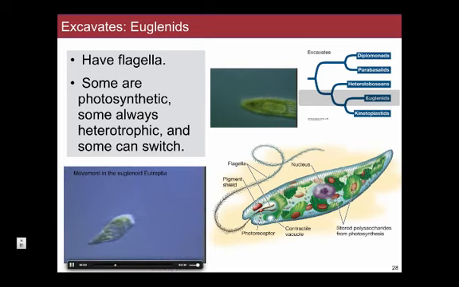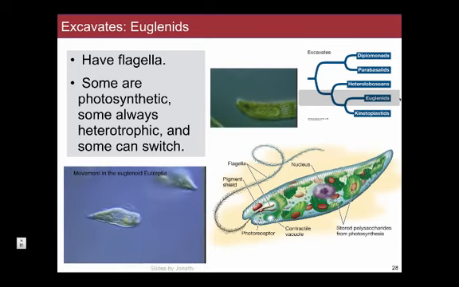The second to last group of the excavates are the euglenids. We will talk about them again in a little more detail when we talk about the evolution of chloroplasts and photosynthesis. Some of them are photosynthetic. Some of them are heterotrophic, and some of them can switch back and forth. That's relatively unusual. Many photoautotrophic species aren't very good at acquiring energy outside of their photosynthesis much of the time, but many of these species are pretty good at doing both forms.